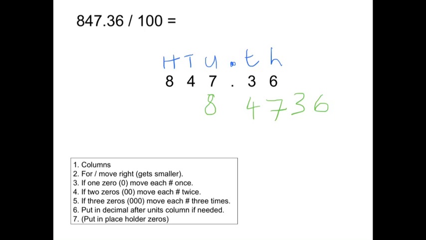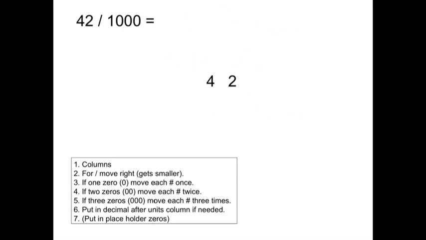Now, the only thing we need to do here, as it says there, number 6, put in decimals after the units column if needed. Well, we do need here. So I put the decimal point in, as so. The answer to this question, 847.36 divided by 100, is 8.4736.